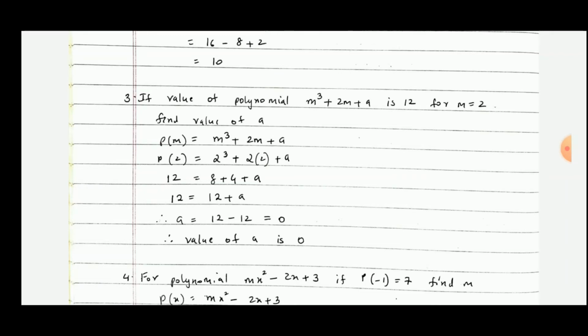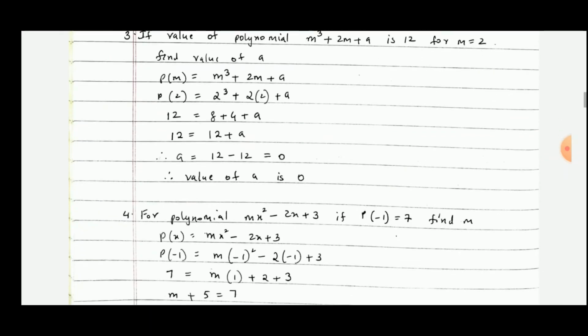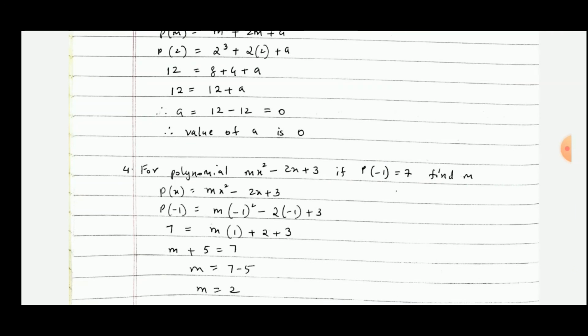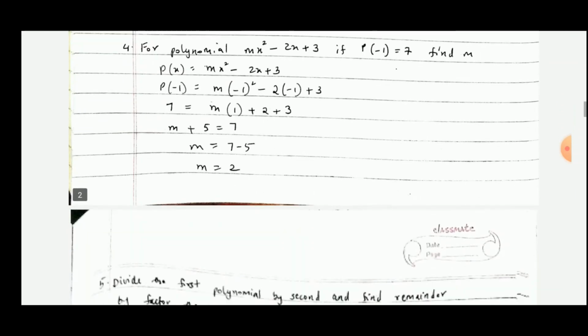So the value of the polynomial p at m is equal to 2 is equal to 2 cube plus 2 into 2 plus a. So 12 is equal to 8 plus 4 plus a. So 12 is equal to 12 plus a. So a is equal to 12 minus 12, that is 0. So the value of a is equal to 0. Now the fourth sum is the same as the third one, so you will try it yourself.